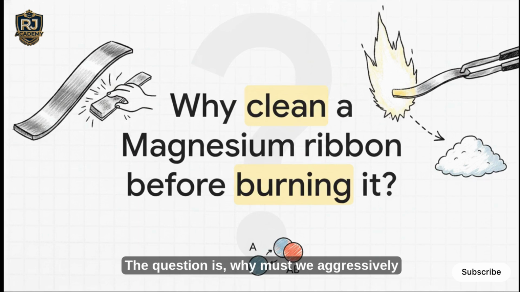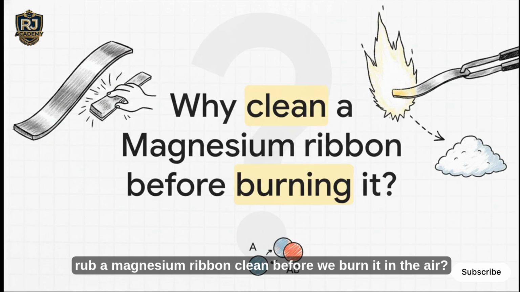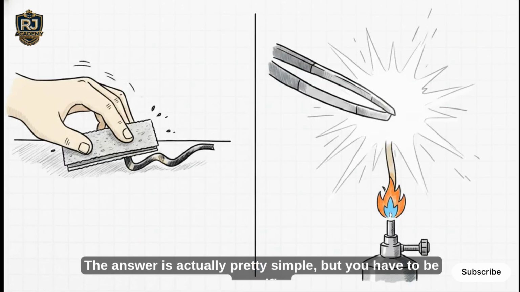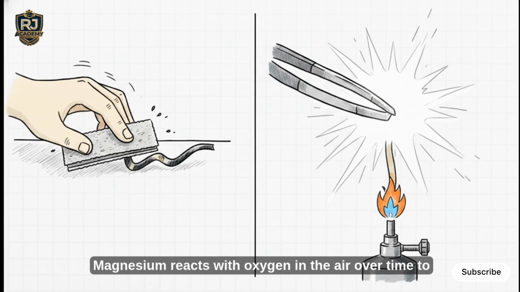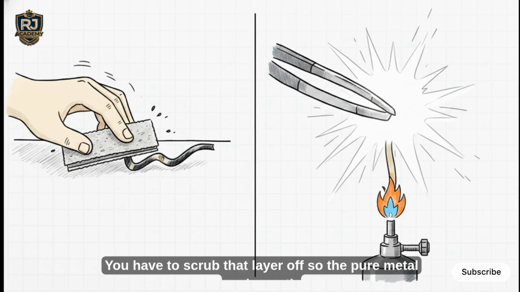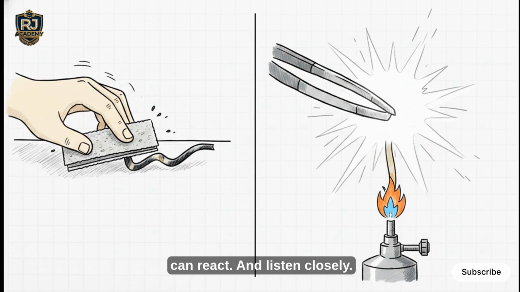The question is, why must we aggressively rub a magnesium ribbon clean before we burn it in the air? The answer is actually pretty simple, but you have to be specific. Magnesium reacts with oxygen in the air over time to form a dull, protective layer of magnesium oxide. You have to scrub that layer off so the pure metal underneath can react.